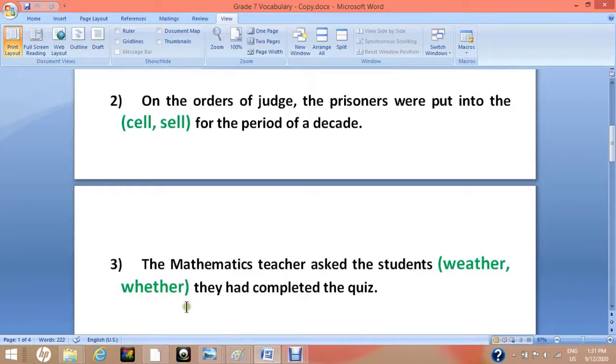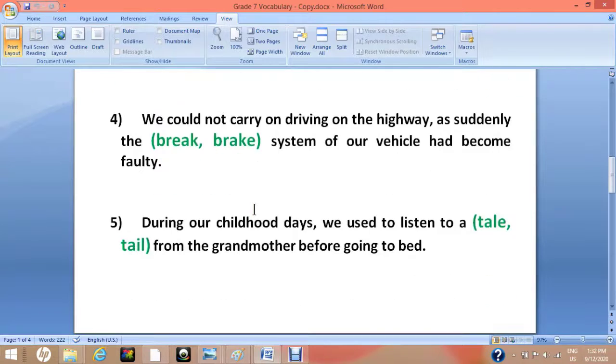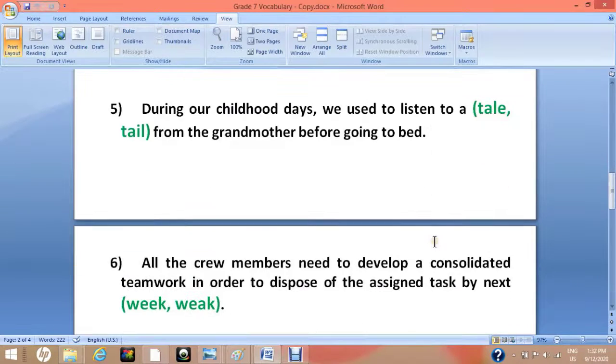Number 3. The mathematics teacher asked the students whether they had completed the quiz. We couldn't carry on driving on the highway as suddenly the brake system of our vehicle had become faulty. Number 5. During our childhood days, we used to listen to a tale from the grandmother before going to bed.